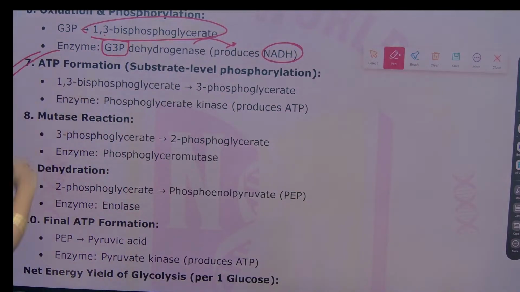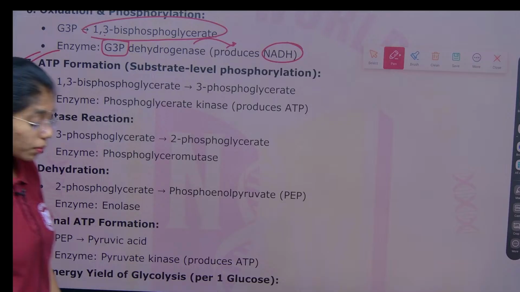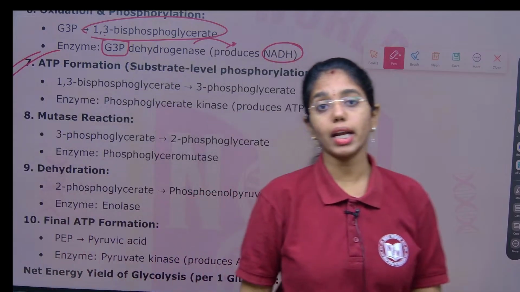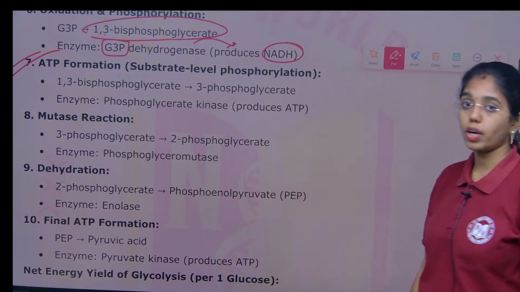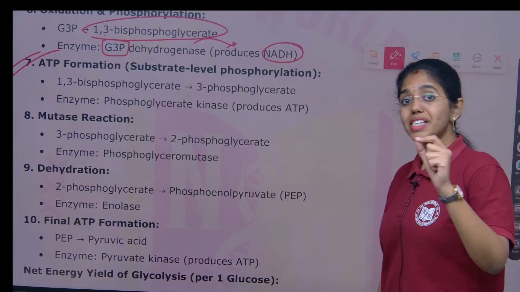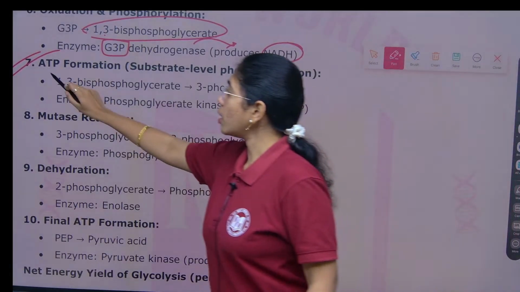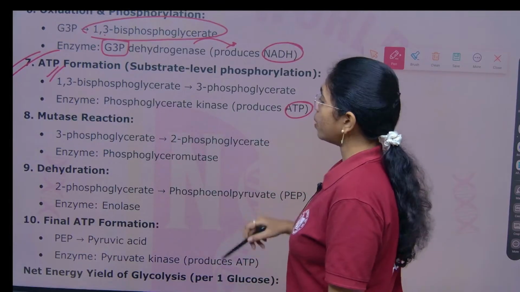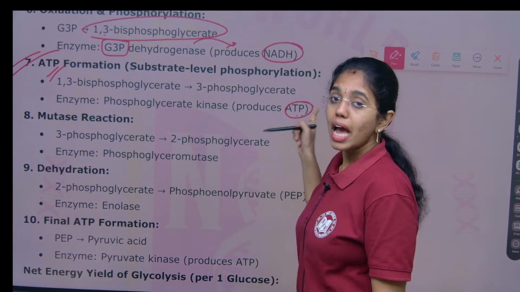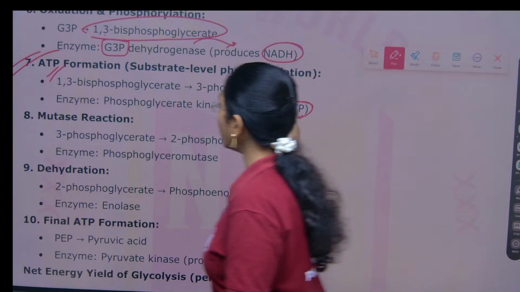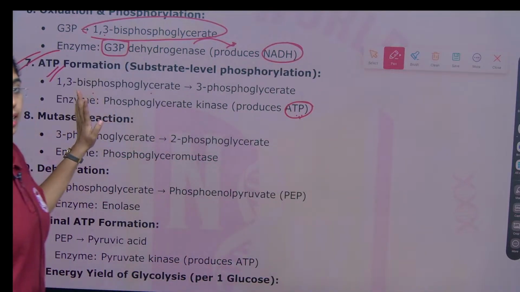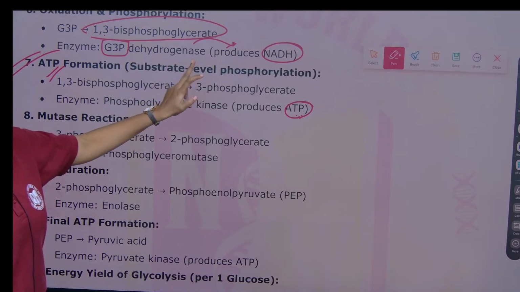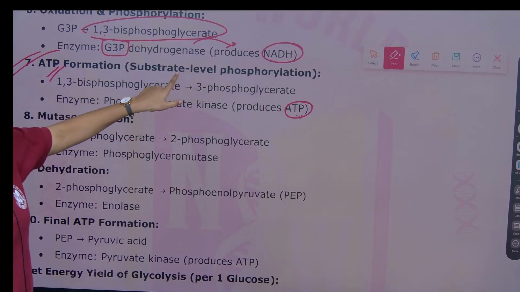Next, ATP formation. If you observe ATP formation over here, this is known as substrate level phosphorylation, where a phosphate group is added to ADP directly from the substrate. Phosphate group is added for ATP formation. Here ATP is produced and the phosphate group is added directly from the substrate. That is why this is called what? Substrate level phosphorylation.